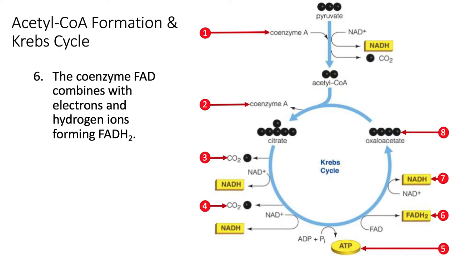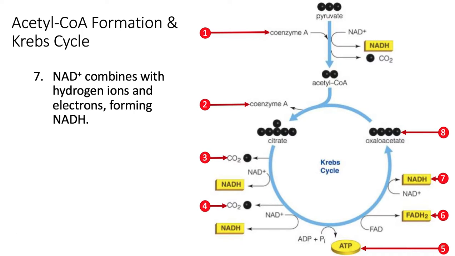In the next step, in step 6, we're going to take the coenzyme FAD, combine it with electrons and hydrogen ions, and we're going to form FADH2. And that was one of those electron carrier molecules that we discussed in the previous lesson, something really useful for the electron transport chain too. So we took FAD and we made it into FADH2, which is the reduced version. In step 7, we're going to make another NADH over here. All right, so basically we're accumulating NADH, ATP, and FADH2.